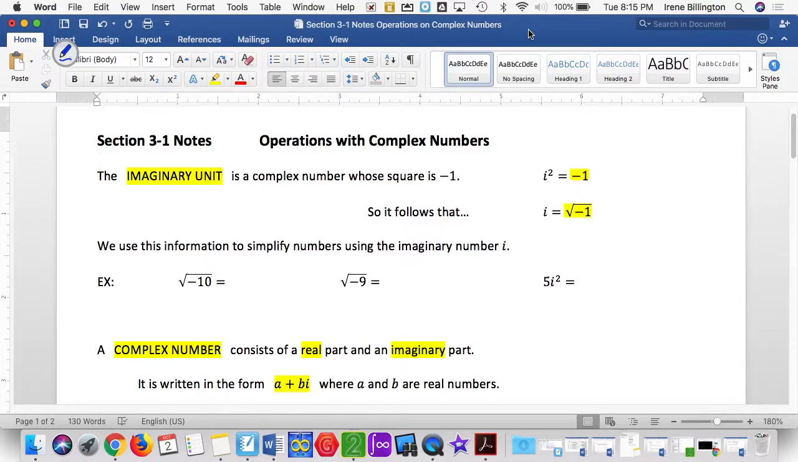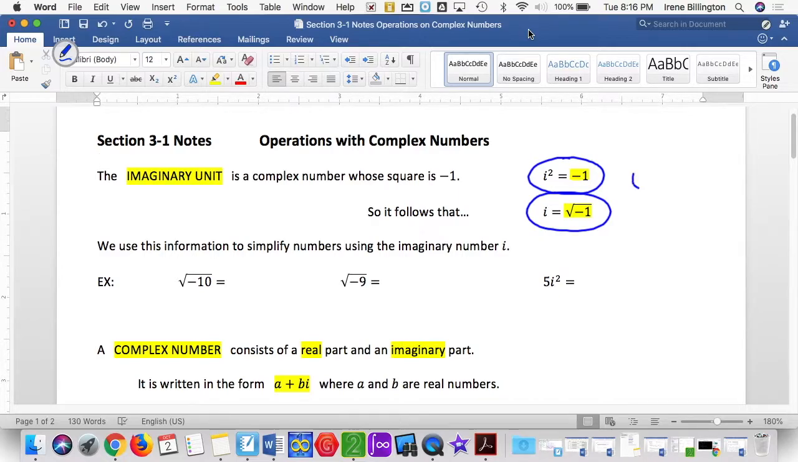In our next unit of study, we will be learning about complex numbers. And complex numbers include what we call the imaginary unit, which is a complex number whose square is -1. We represent the imaginary unit with the variable i. So since we know the imaginary unit has a square that is equal to -1, we know that i squared is equal to -1. So it follows that i will be equal to the square root of -1.